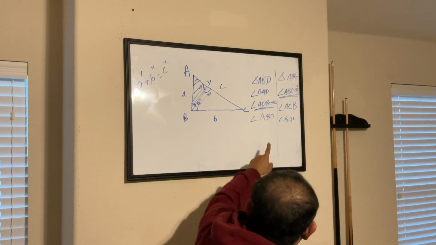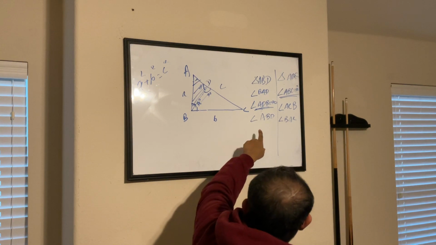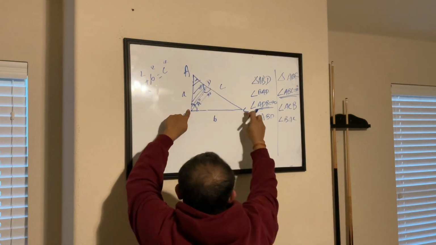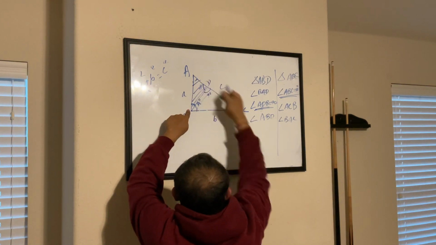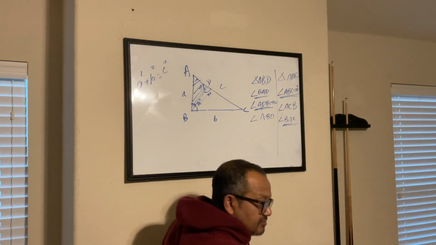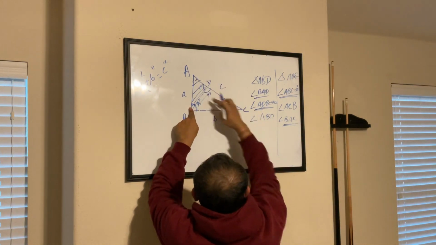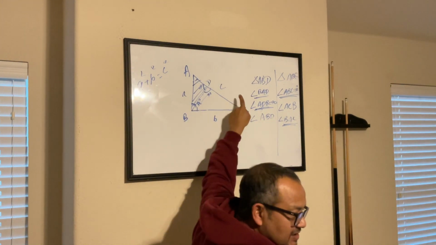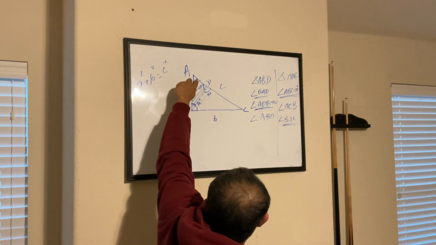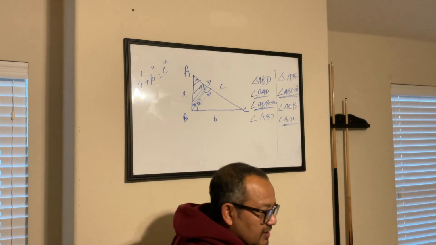Now BAD and BAC are the same angle. So this angle and this angle are the same. Yeah? BAD and BAC, same angle. I'm just stretching this line a little bit further. Or you can visually see it also. This angle is common in this triangle and this triangle both. Yeah?